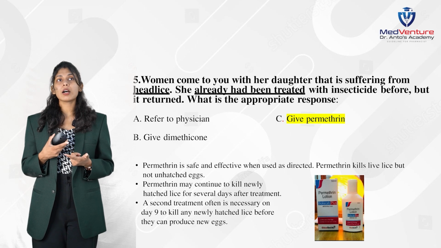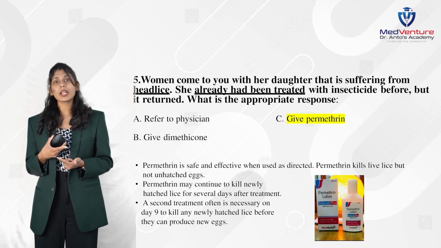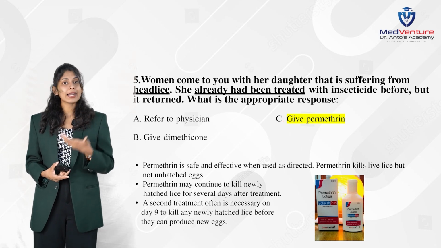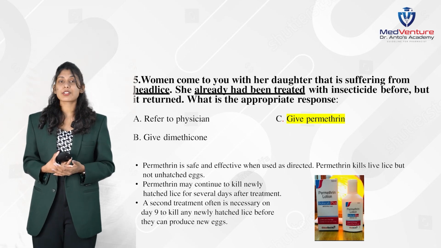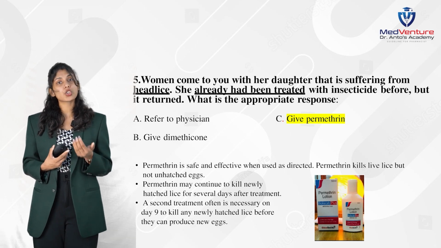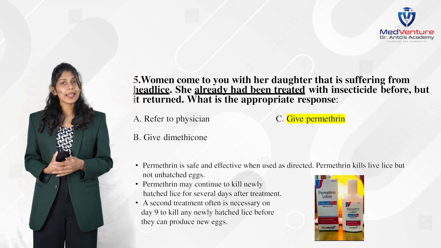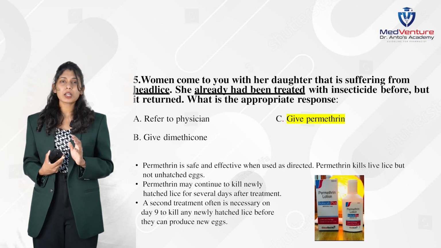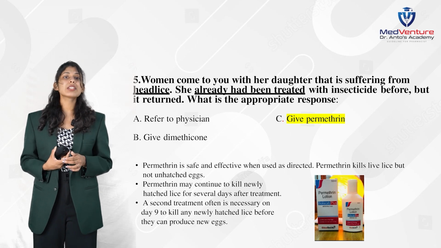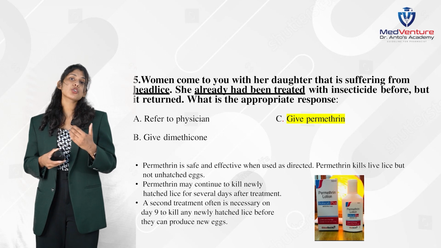So she came with her daughter who was suffering from head lice. She informed that she had already tried an insecticide before. When you look into the guidelines on how lice has to be treated, according to CDC, permethrin is the first choice, the first insecticide that we usually prefer. But one-time application of permethrin is not going to be very helpful. According to CDC guidelines, you need multiple applications of permethrin to show its action.